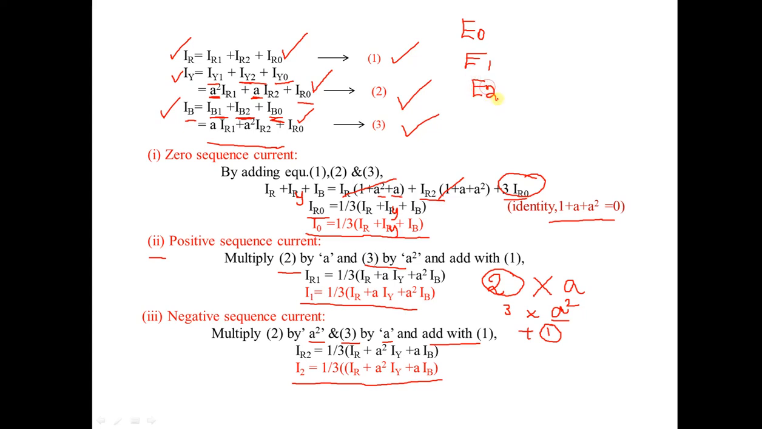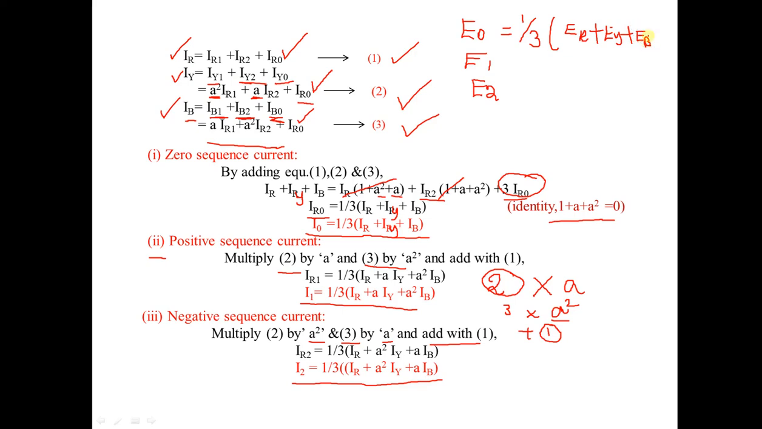So these are to find the symmetrical voltage in R phase, whether it may be in R phase, Y phase or B phase. For example, we'll write E0 equal to 1/3 of ER vector plus EY vector plus EB vector, all written in vector form.